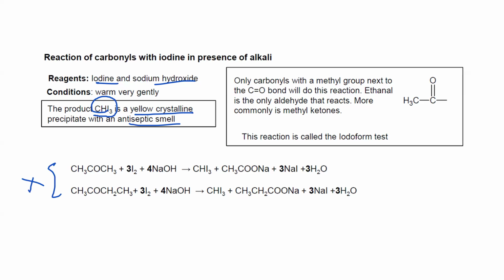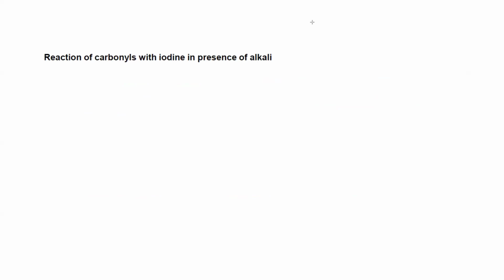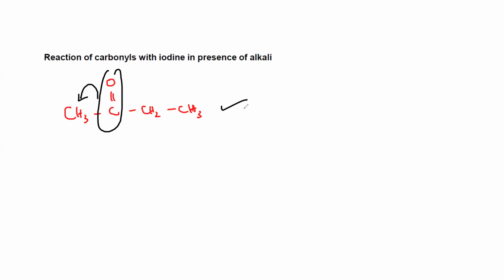So, for example, if I say I have a compound CH3, C double bonded with O, CH2 and CH3. If I add iodine and sodium hydroxide, will it give a positive result or a negative? This compound, which is butan-2-one, what will the result be, positive or negative? So it will give a positive result. Why will it give a positive result? Because next to the carbonyl group, there is a methyl group. So this will give a positive result.